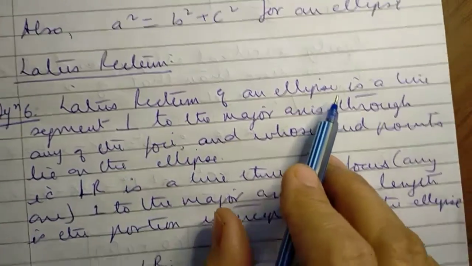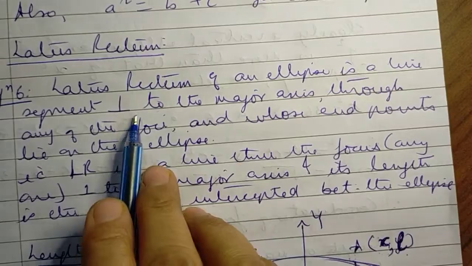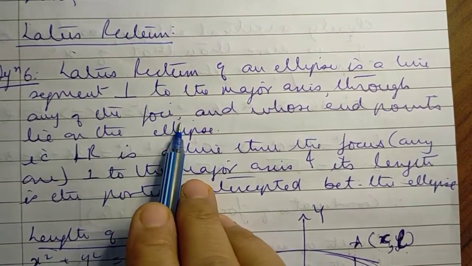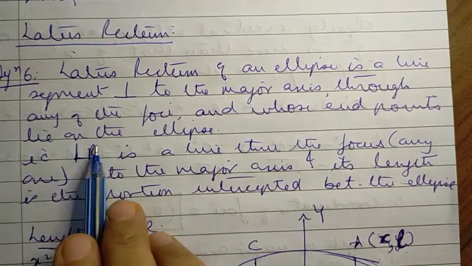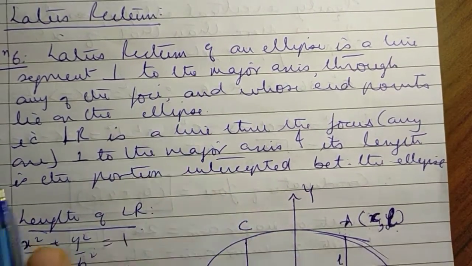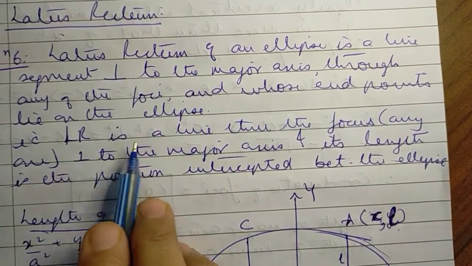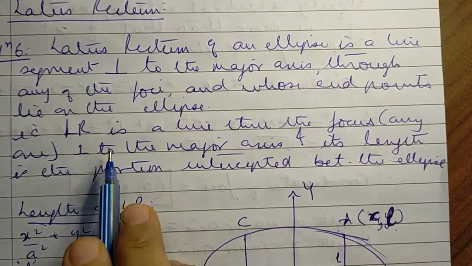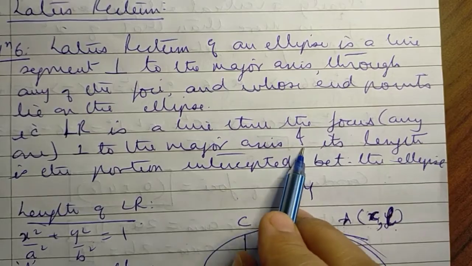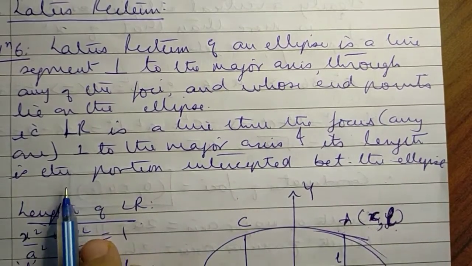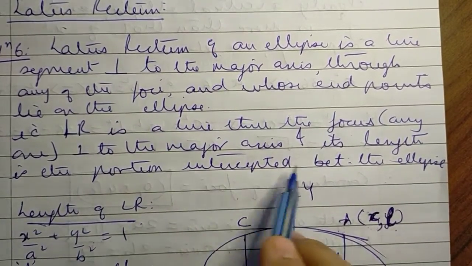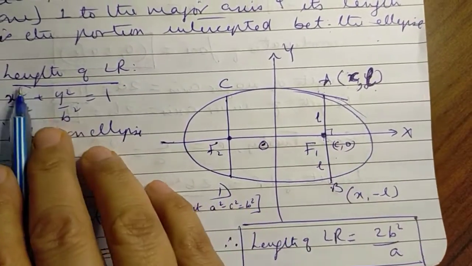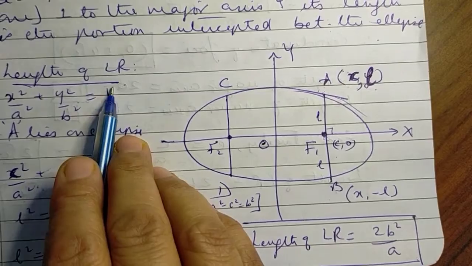The latus rectum of an ellipse is a line segment perpendicular to the major axis through any of the foci and whose endpoints lie on the ellipse. That is, the latus rectum is a line through the focus, any one of them, perpendicular to the major axis, and its length is the portion intercepted by the ellipse. So let us first find out the length of the latus rectum of an ellipse.